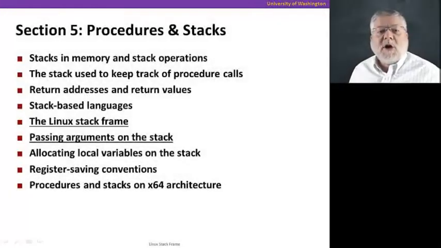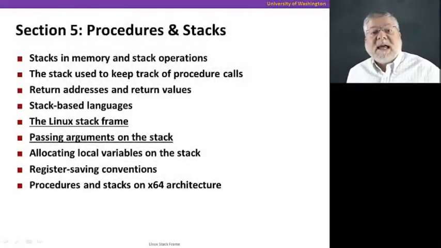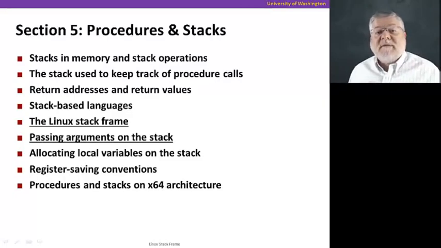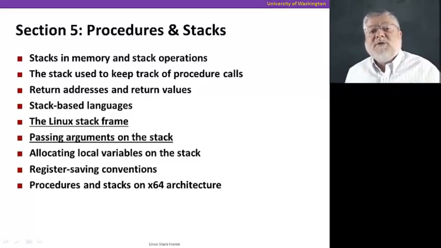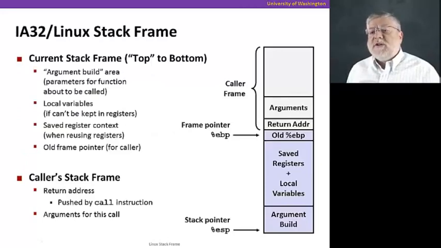We've now seen how a call chain gets translated into stack frames, how each call puts a new stack frame on the stack, each return takes one off. So now let's go into a little bit more detail on what's inside of those stack frames. So we're going to look at the Linux stack frame, what's used in the IA32 conventions.